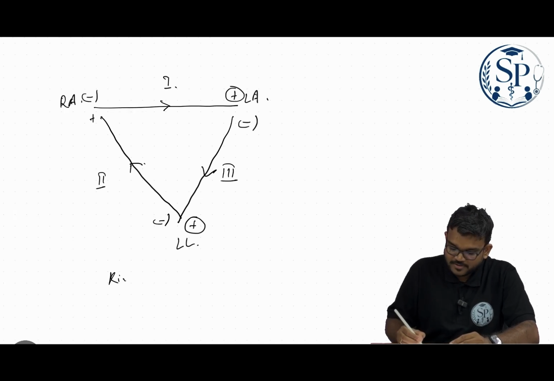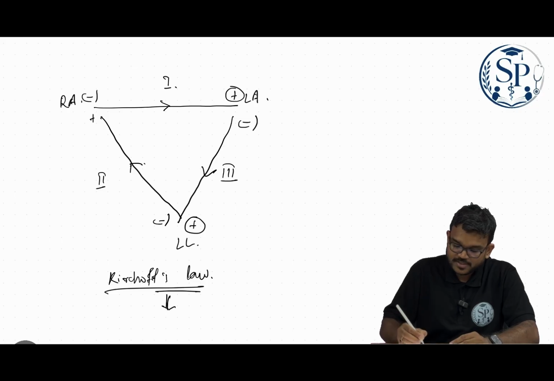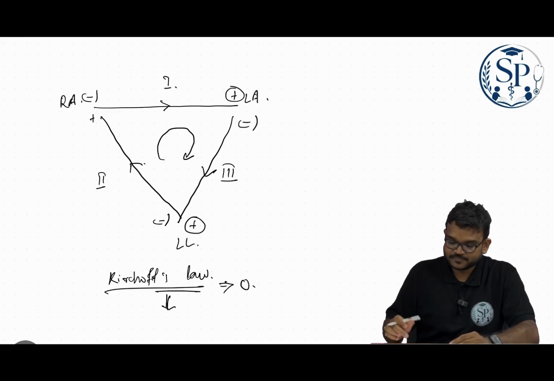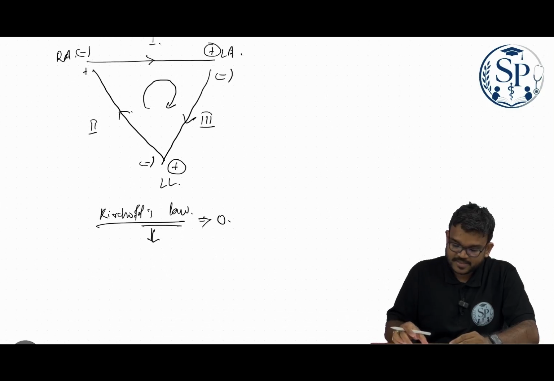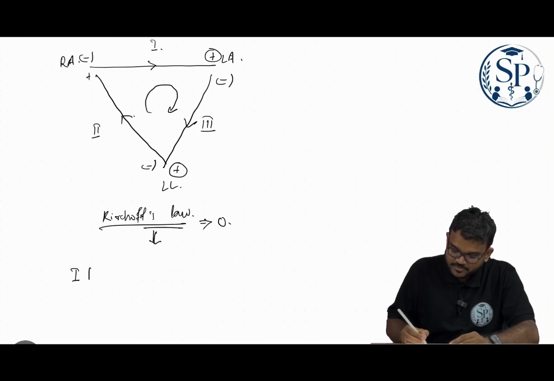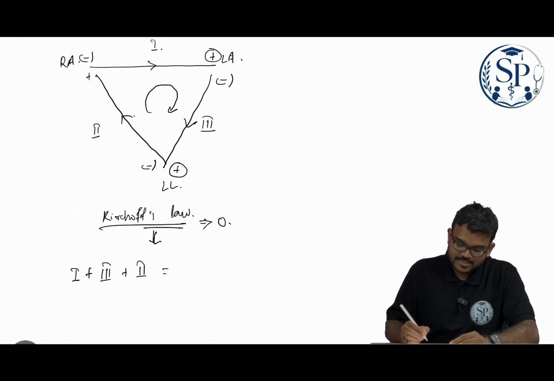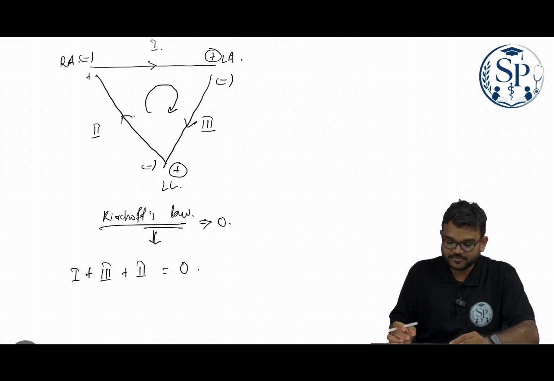According to Kirchhoff's law, the net current flow in a closed loop is always 0. So lead 1 plus lead 3 plus lead 2 equals 0.